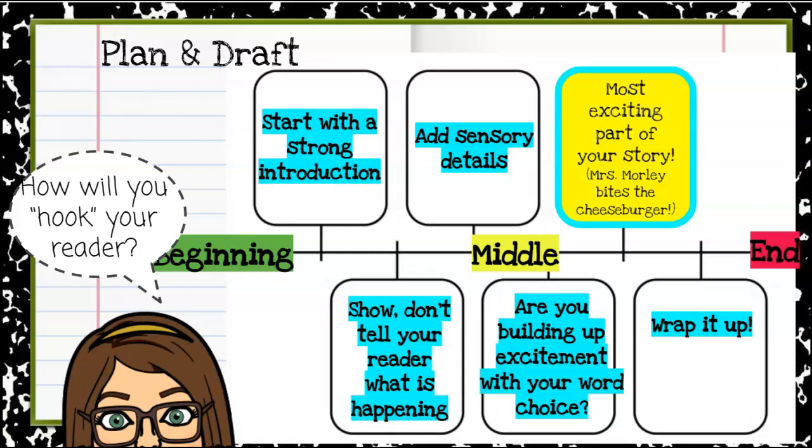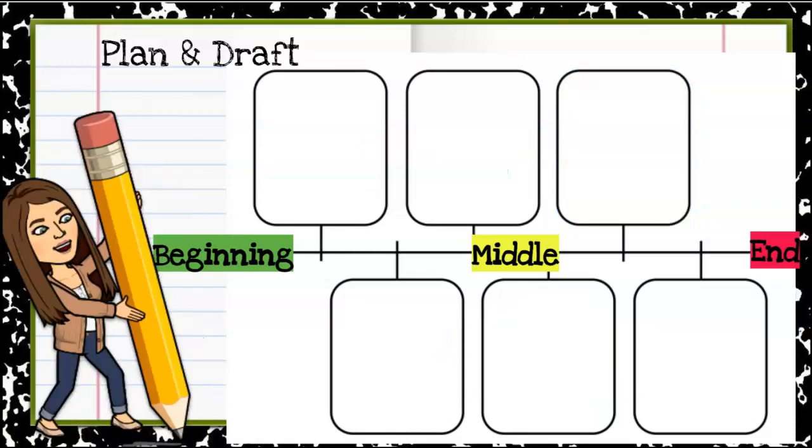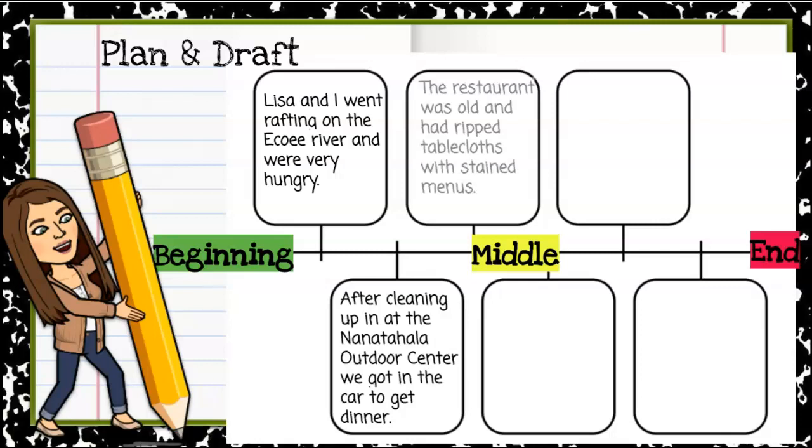Let's start with a strong introduction. Okay. I've got to get some information down here. Well, I'm going to start with Lisa and I rafting on the Ocoee River, and we were very hungry. After cleaning up, we went to the Nantahala Outdoor Center. We got in the car to get dinner.